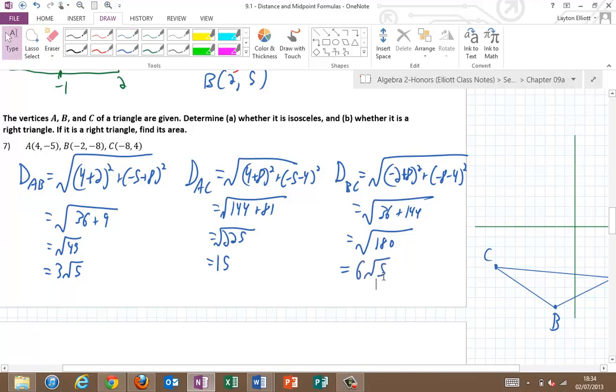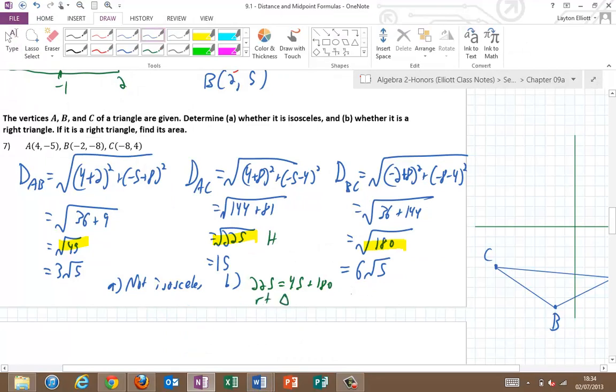So none of the distances are the same. It is not isosceles, and that was the first thing, because isosceles means that two of the sides are the same distance. Part B is, let's take the longest side. If I compare here, here, and here, I see that the square root of 225 is the longest side. So that would be the hypotenuse. Let's see if I do the Pythagorean theorem on that, I would get 225 is equal to 45 plus 180, and that is true. So yes, it is a right triangle.